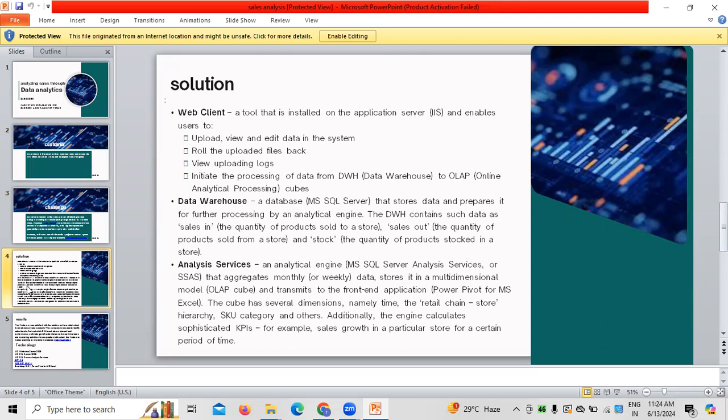At the same time, if you want to upload any kind of files, or view any kind of uploading logs, or initiate the process of data in data warehouses or any kind of OLAP cubes, all these things come under one. Now, one more solution is data warehousing, which stores major data and prepares it for further processes by the analytical engines and all that.